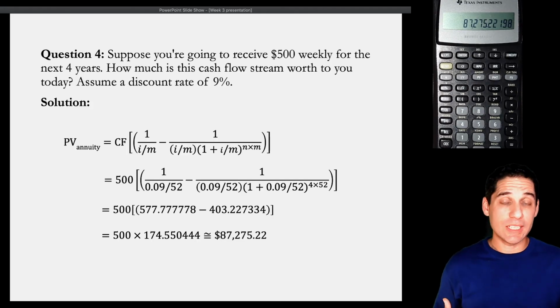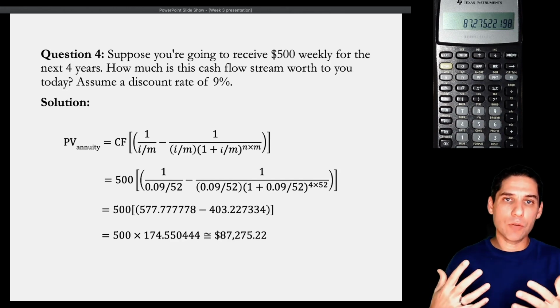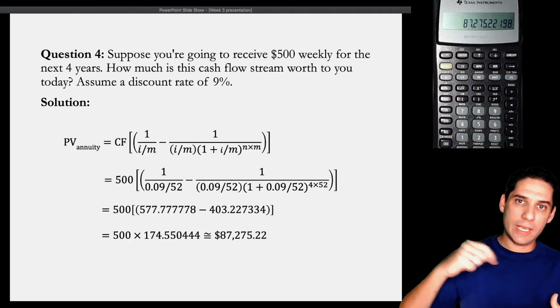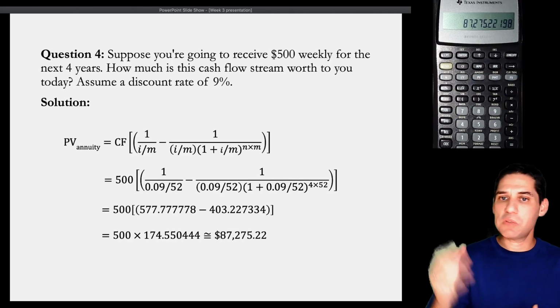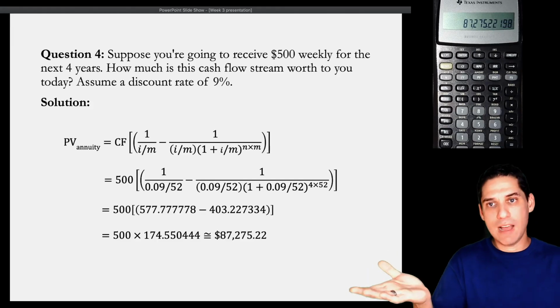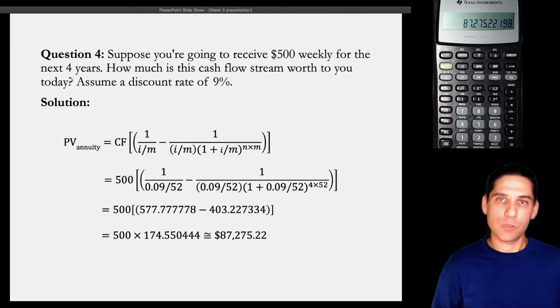Now, if this is not enough, if you actually require a higher return, we would pay less for this. Present value would be lower. If we are okay with a lower discount rate than this, 8%, 7%, that would increase the present value of these cash flows. Okay, so that's the relationship.